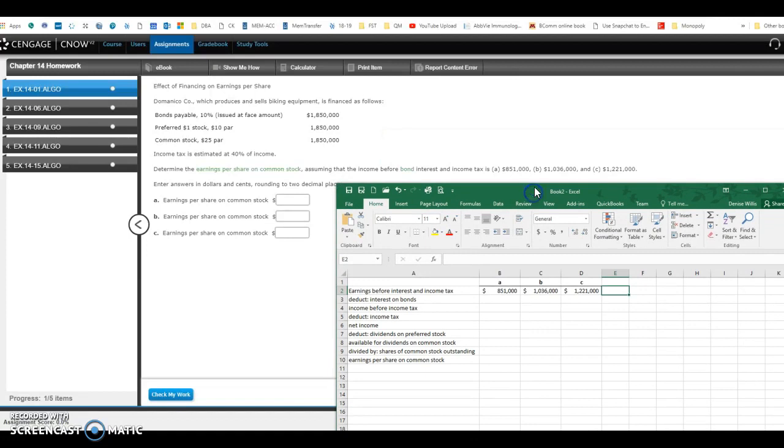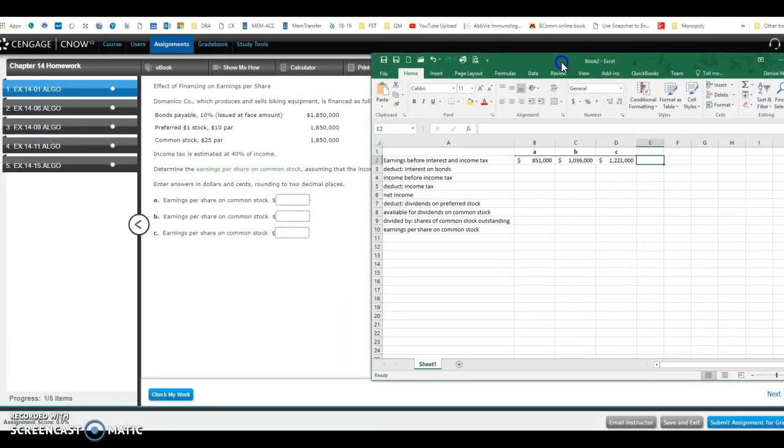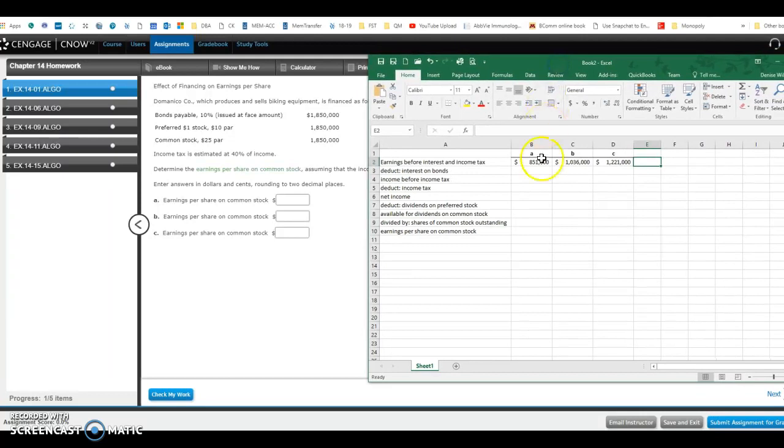Okay, I have gone ahead and dropped in the amounts of the income for the 3 different scenarios right here. Now I'm going to move this up and cover that up so we can see some more of this all together. Okay, so I have my earnings in place. The very next thing I need to do is deduct the interest on the bonds. We have bonds in the amount of $1,850,000.